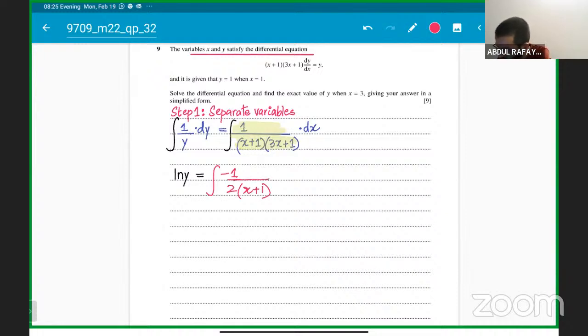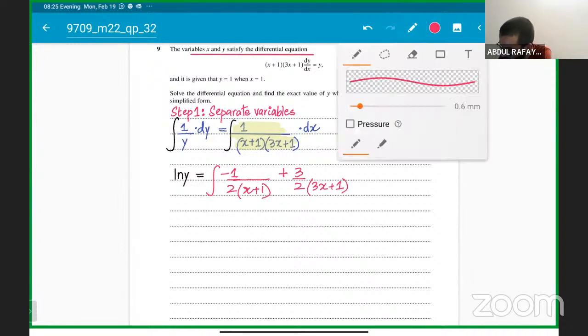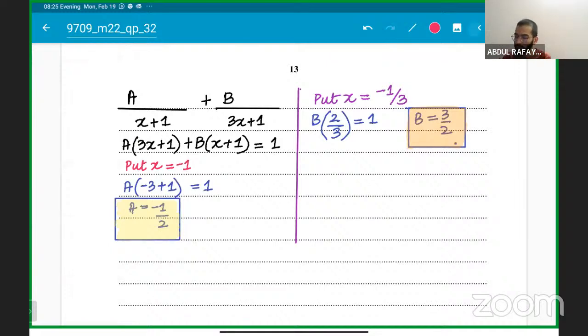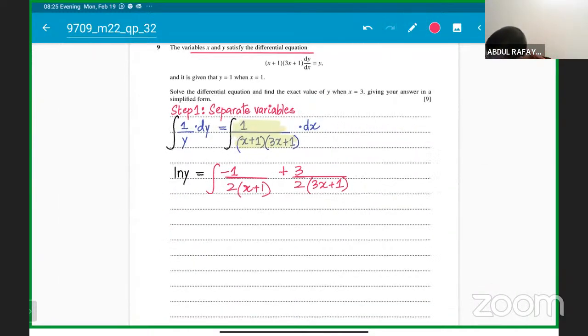Minus half over x plus 1, plus 3 over 2 times 3x plus 1. Okay, getting it? Clear? Following with me, everyone? A over this and B over this, guys. Times dx, we still have not done the integration on that.